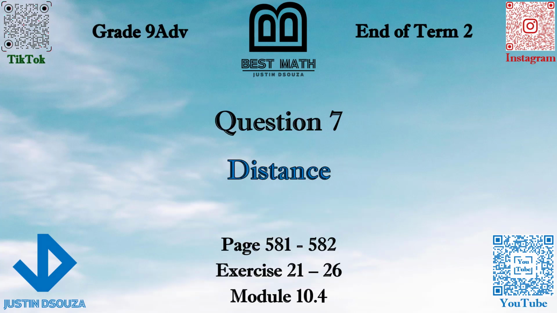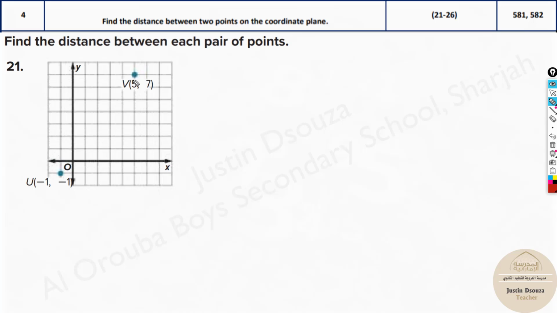In this video, we will learn how to find the distance between 2 points on the coordinate plane. Here we have a coordinate plane and the points are given. The x-axis is the first value always, x and y. The second one is the y value.